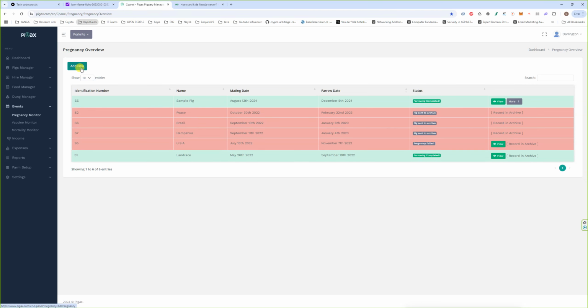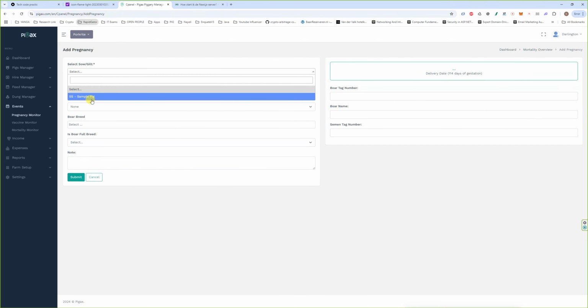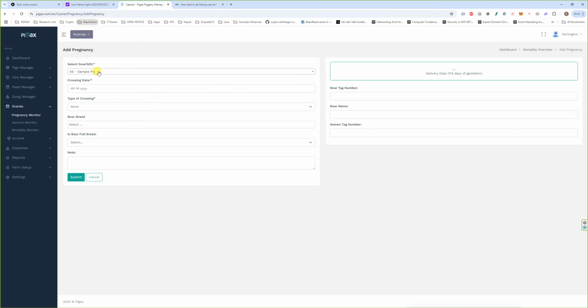So I'm going to create the one. I have a pregnant pig. When you go on to this register link, you're able to select that female pig, you see here. Okay, we're going to put, so it takes about 3 months for a pig to deliver. So I put a date in August, so August 15th.